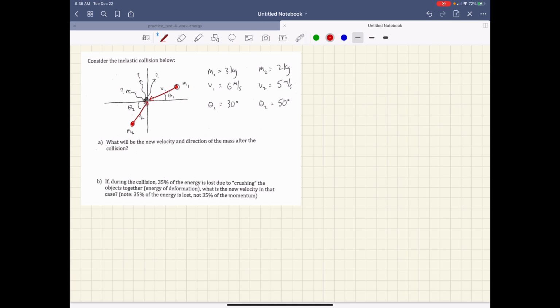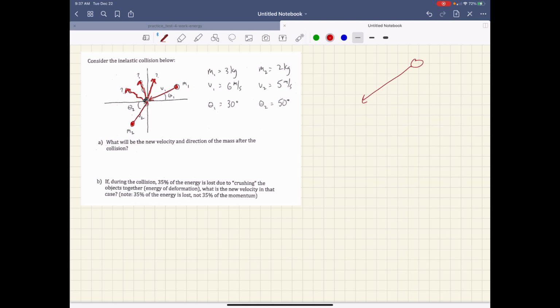Now, just logic tells you that if one's coming in that way and one's coming in that way, they're probably going to go off in some direction, possibly in this direction. So the question here is, what will be the new velocity and direction of the mass after the collision? We're going to have to consider the two objects, their momentum in the x and y. I'm going to start with object m1. So let's do that right here.